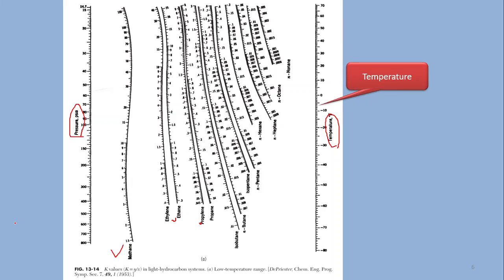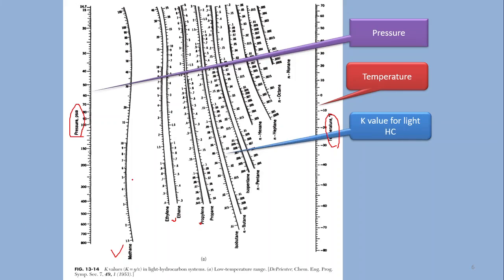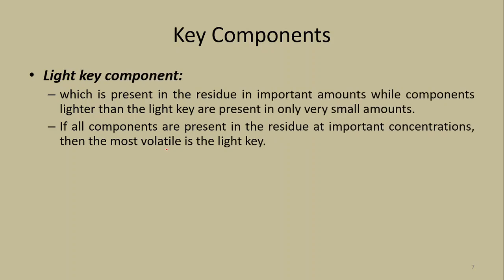So this is a temperature curve, and this is the pressure curve, and these are the lines for the K values at any given temperature. For example, this is the temperature and this is the pressure. If you just draw a line through the pressure and temperature, all these cut points are the K values for that temperature and pressure for those components. In this way we can get the K values for different materials. So what is the importance of these K values? These are very useful for the calculations in multi-component distillation.